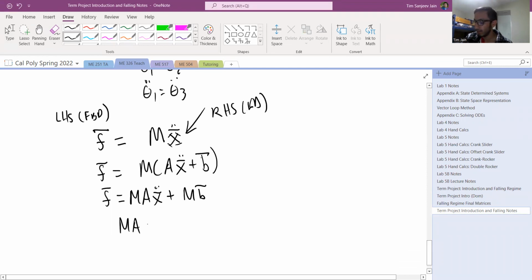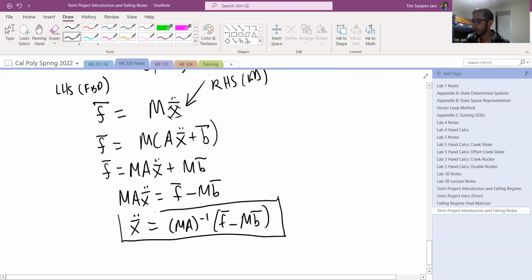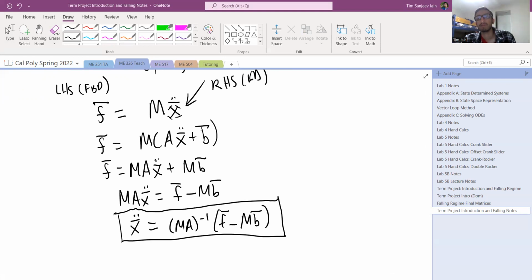So MA X double dot is equal to F minus MB. Then X double dot is equal to MA inverse times that. This is just basic linear algebra. Okay, so we did all that. We did everything just to get this. This is how kinetics affects the angular accelerations of all three links, which is your state vector double derivative. That's how you simulate the system with kinetics.